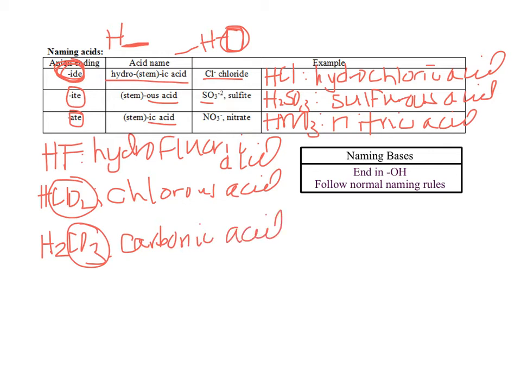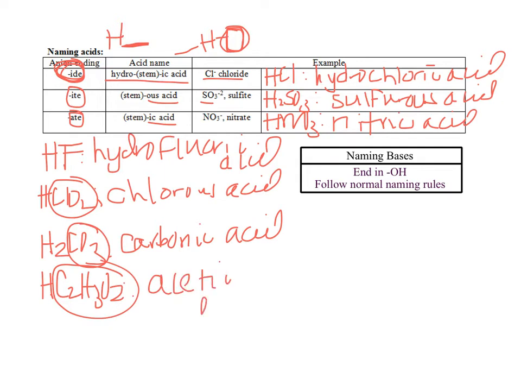And let me just throw this one in there, HC2H3O2. It always looks intimidating because there's so many elements going on, but that group is called acetate, and so also known as acetic acid. Common name is vinegar.